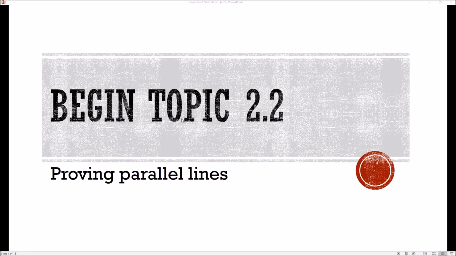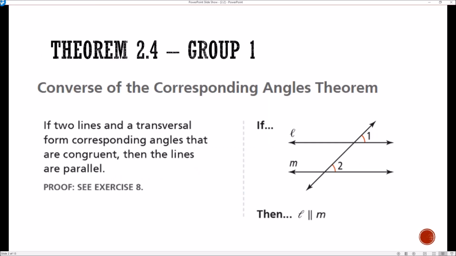But just remember, in 2.1, we were doing if P then Q. Now we're going to take those same theorems and do if Q then P. So let's look at one real quick. Theorem 2.4, because we stopped at 2.3. This is going to be for group 1 when we do our in-class teaching. And this is the converse of the corresponding angle theorem. We had the corresponding angle theorems in our last lesson. This lesson we're looking at the converse of that theorem.